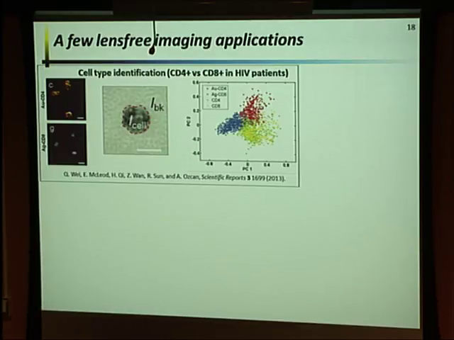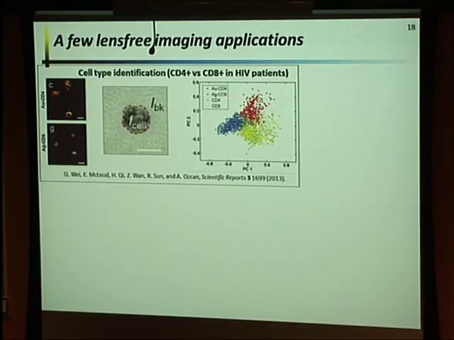In addition to the main application that I'm working towards, which is targeting, sensing, counting and imaging of viruses and nanoscale particles, there are a few other applications that are particularly well suited to this lens-free holographic imaging. One is identification of different types of cells.